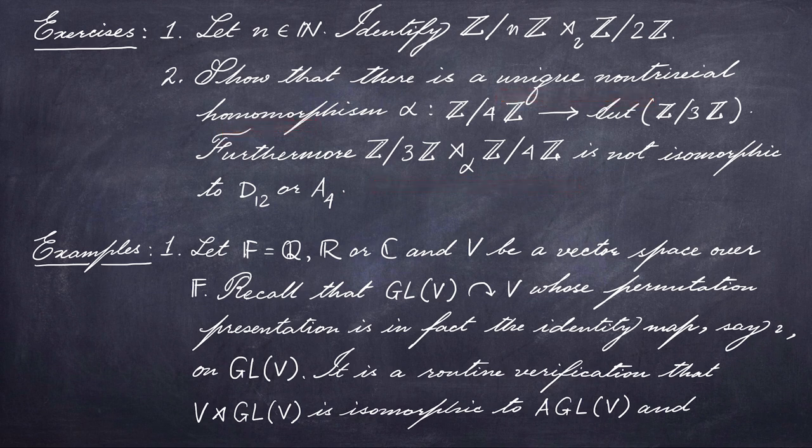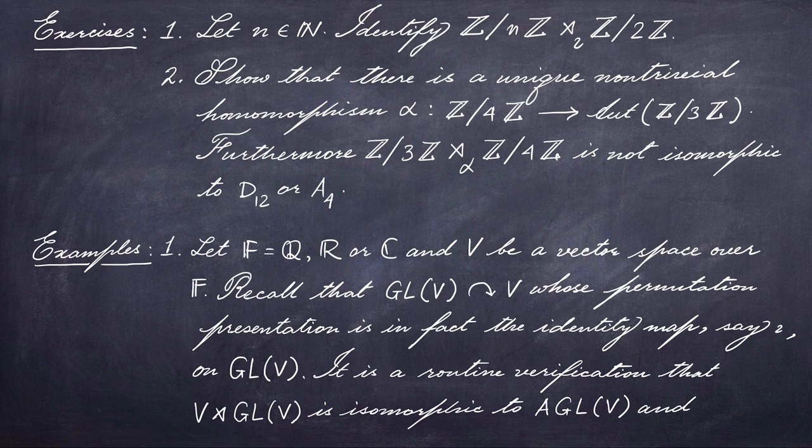We have already seen two non-abelian groups of order 12: one was D12, another one was A4. Now I leave it to you to check that indeed the semi-direct product is not isomorphic to either D12 or A4. So thus we construct a different group of order 12, again in the sense of isomorphism.